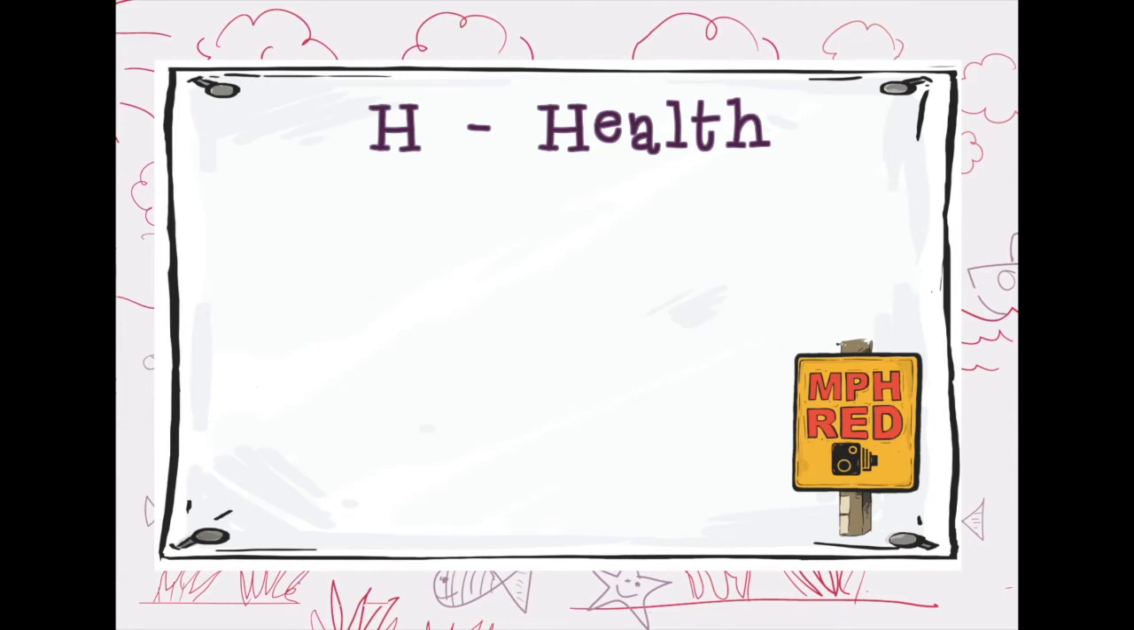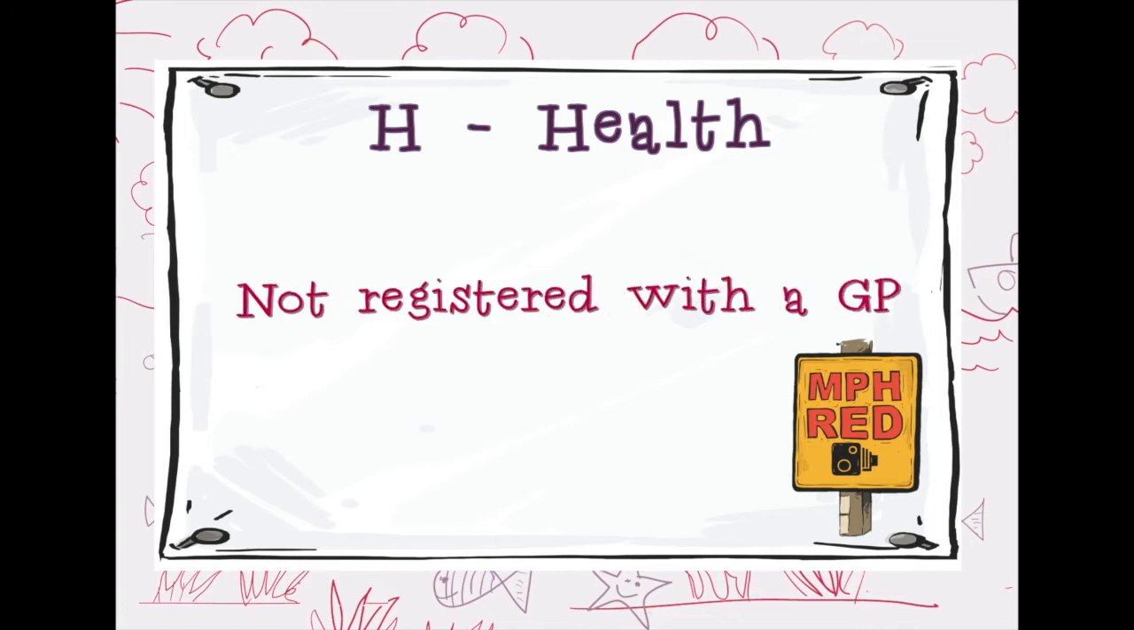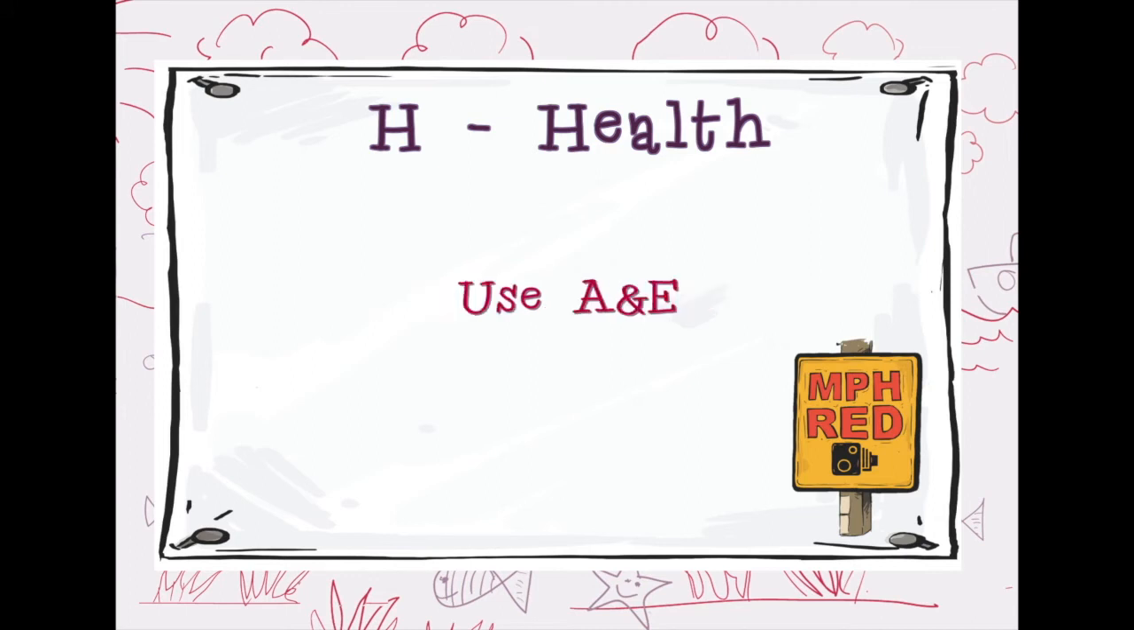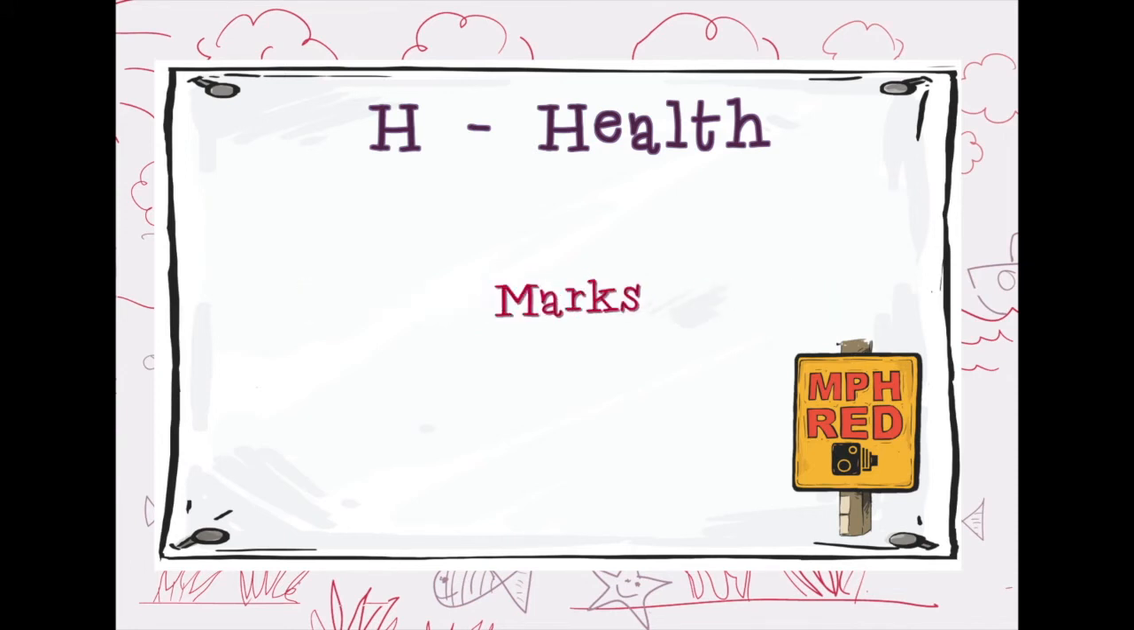H for health. Are there indications of neglect or abuse? Untreated injury or medical condition? For example, sexually transmitted disease or unplanned pregnancy. Perhaps they're not registered with a GP, use different doctors, or in fact simply use the accident emergency unit time and time again. Is there evidence of substance misuse or physical indications of work? Do they have tattoos or other marks indicating ownership?